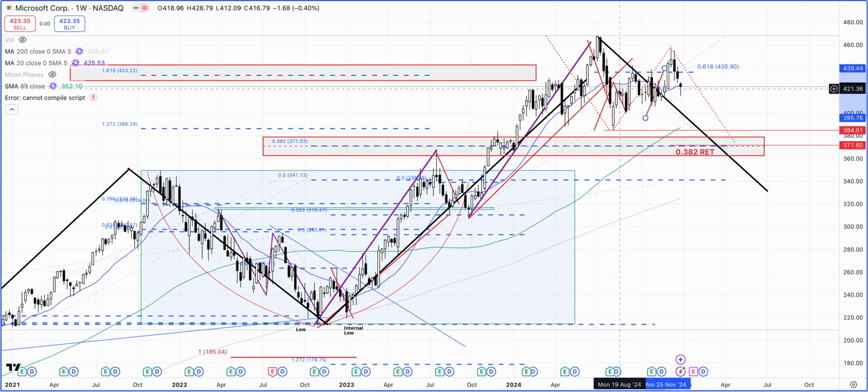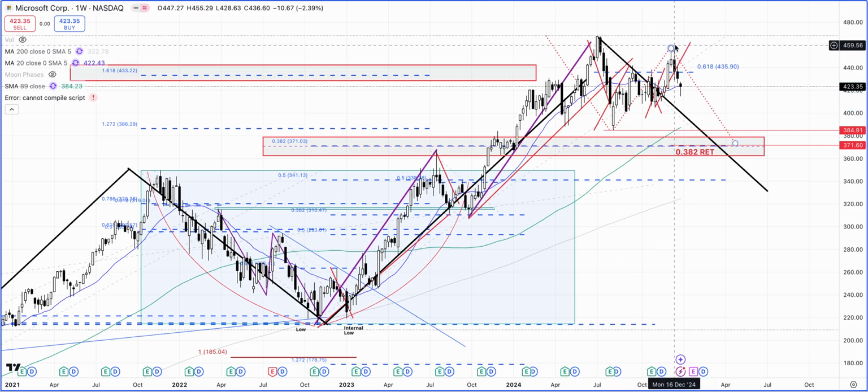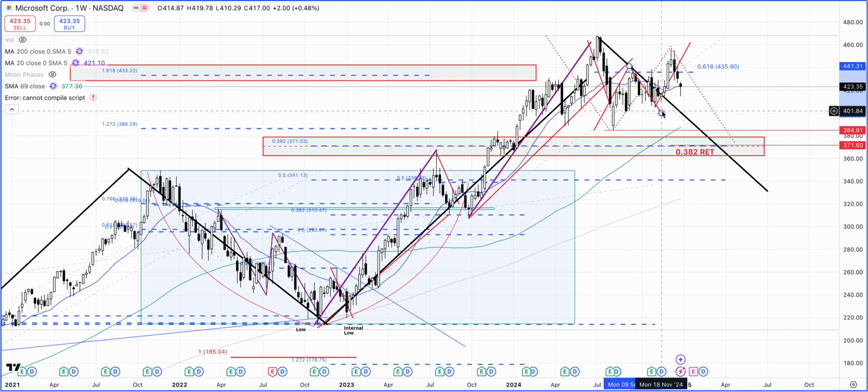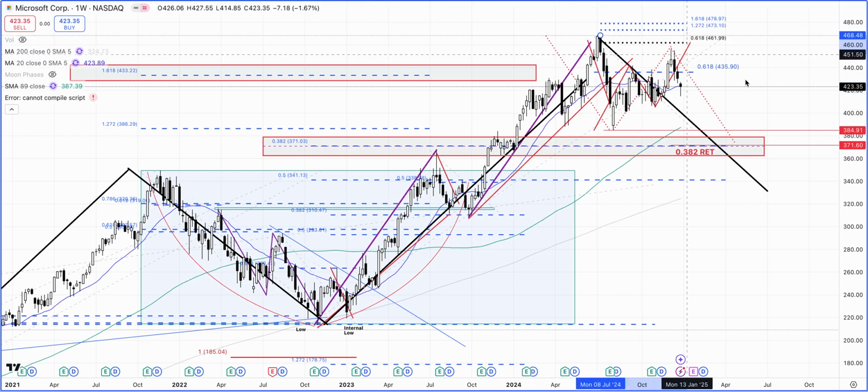Okay, let me actually do it this way here. There you go. So not exactly. The CD leg was a little bit higher. Let me actually delete this. Here, and I believe it's right at the 78.6% retracement.